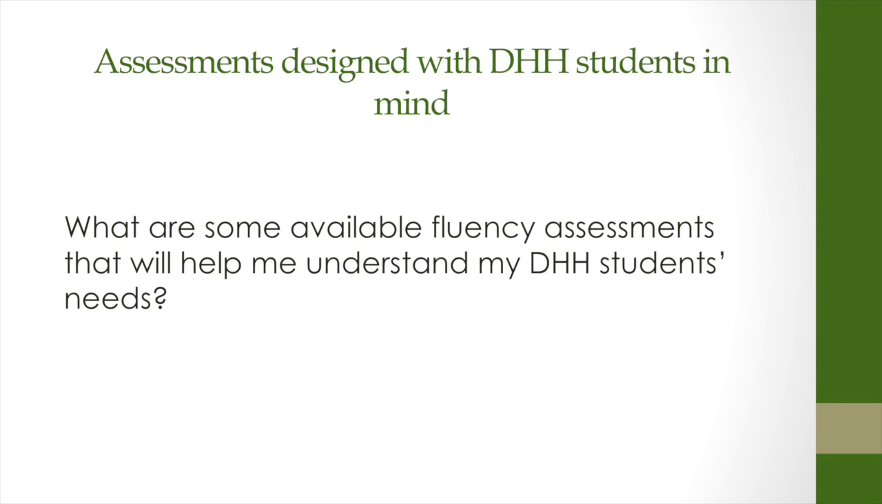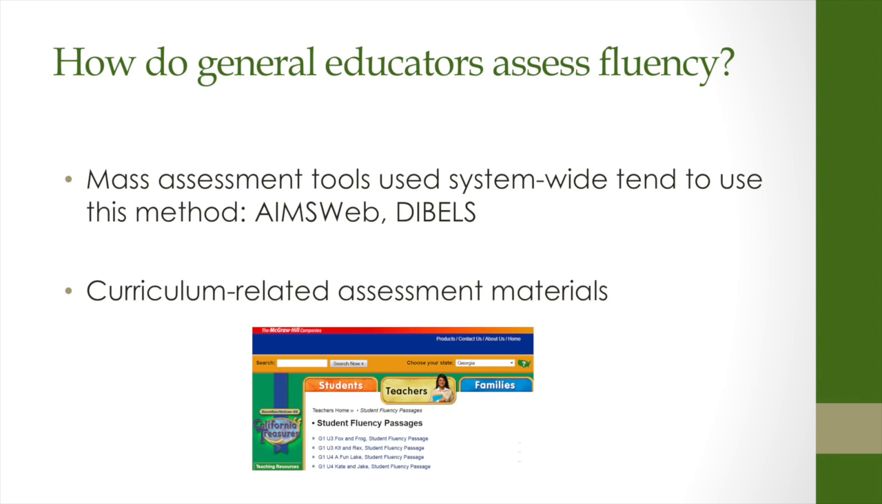In this next segment, we're going to talk about assessments that you might use to figure out what your students' fluency abilities are. Many schools today use the services of a ready-made assessment system like AIMSweb or DIBELS, which typically ask children either to read a passage or to retell a story. Sometimes the oral reading sample is rated for error types or miscues, and the retells are used to determine how well the child understood what he read.